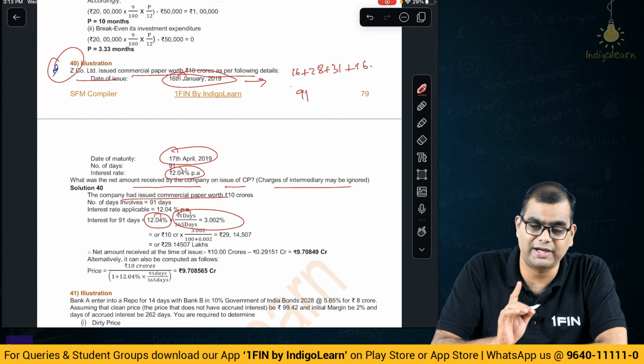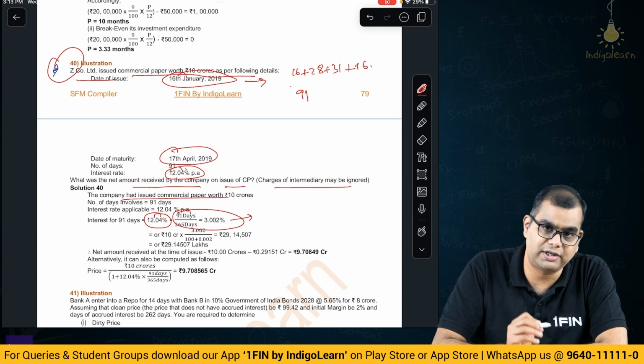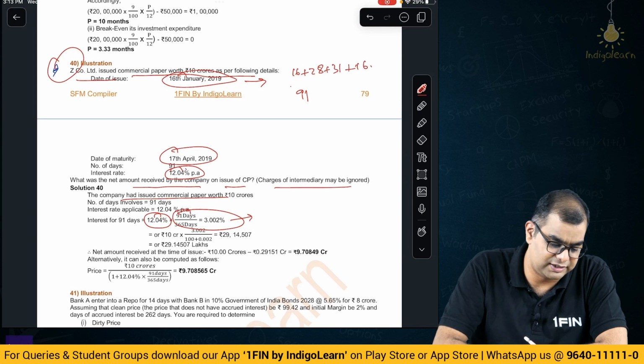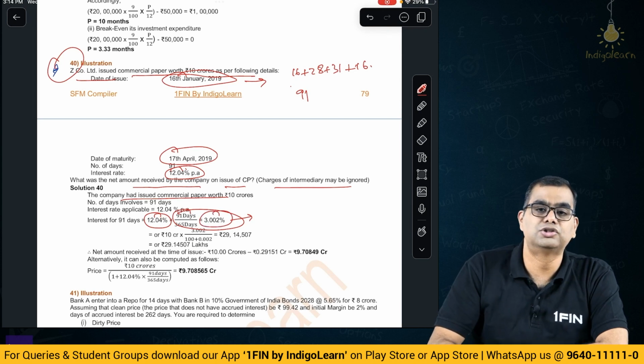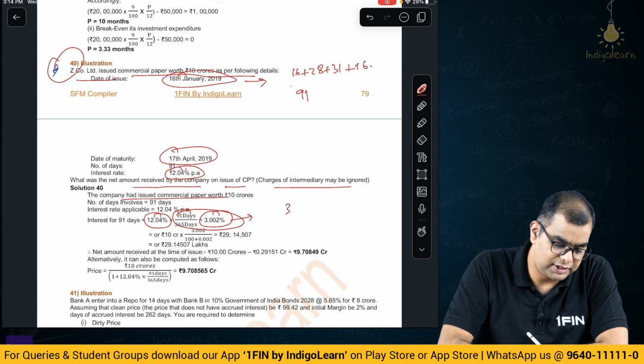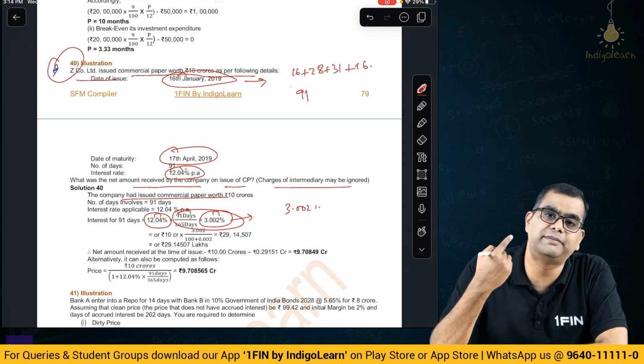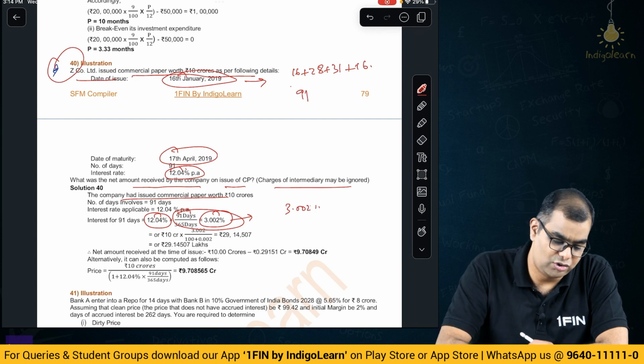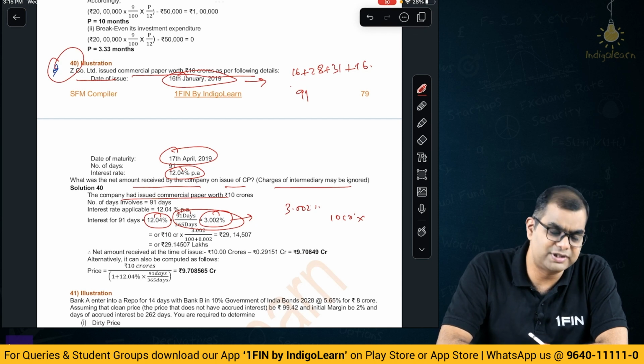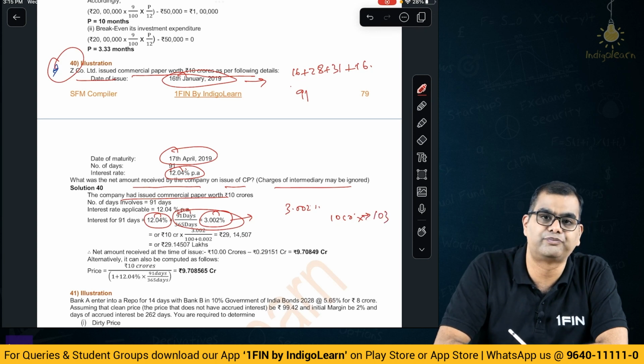You should find out. You should not directly multiply 12.4% into 91 by 365 into 10 crores, that is the interest value, no. You first find out the interest for 91 days, which is the applicable rate, whatever is the yield for that, 3.002%. So, 3.002 is what you have to pay. You are going to receive some money on which when you add 3.002%, it becomes 10 crores. So, for argument's sake, let us ignore the 0.002, let us take it as 3. This 10 crores is equivalent to 103.